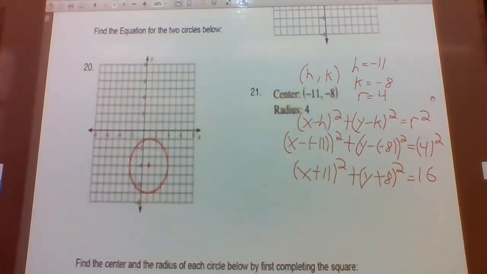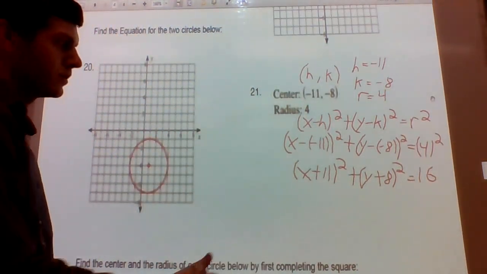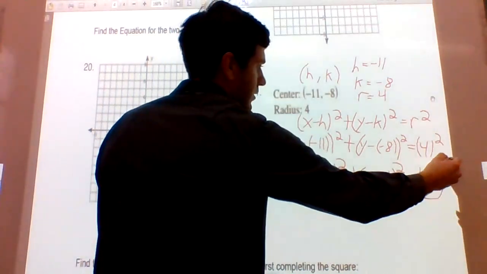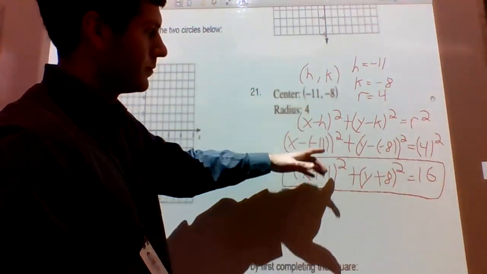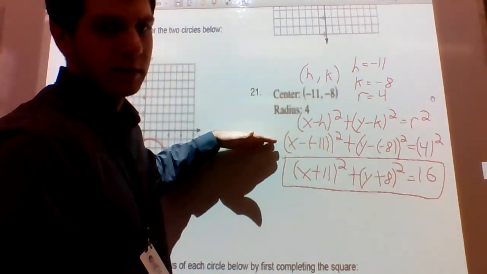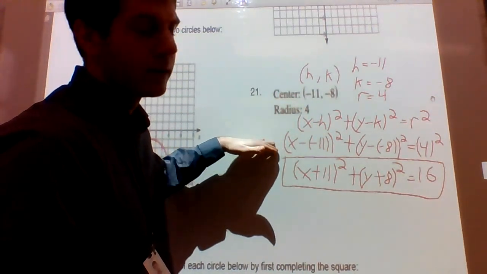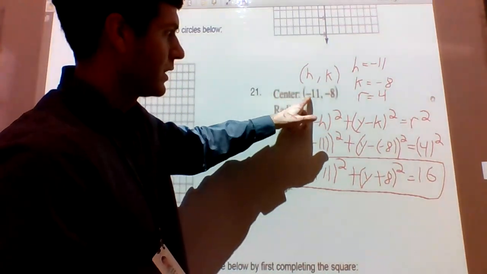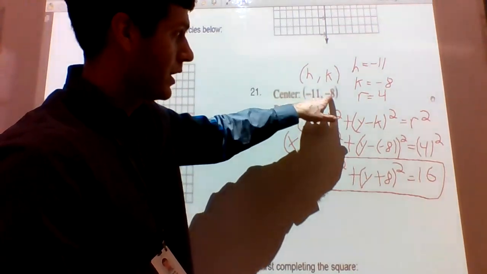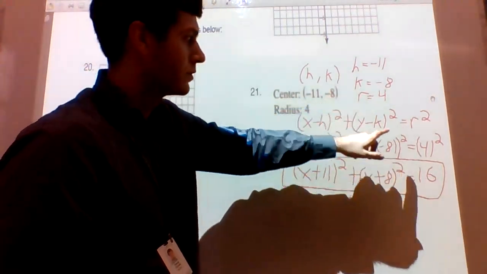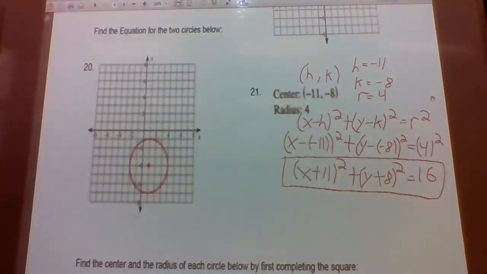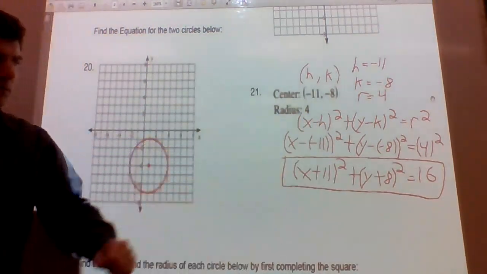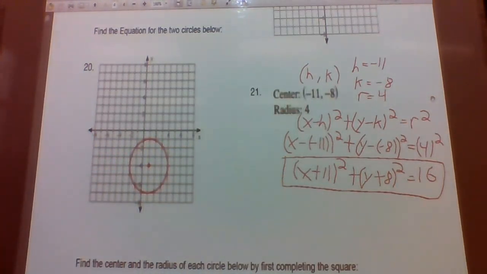Okay. So again, this is our equation for our circle. And again, we could have just flipped the sign. It's good to do it this way because that way you conceptually understand what's going on. But you just flip the sign, so that becomes x plus 11, y plus 8 equals radius squared, 16. You don't have to do this step. You can just flip the sign and go to that step.